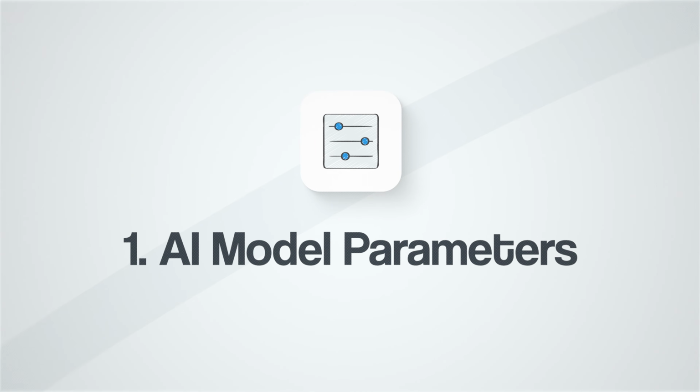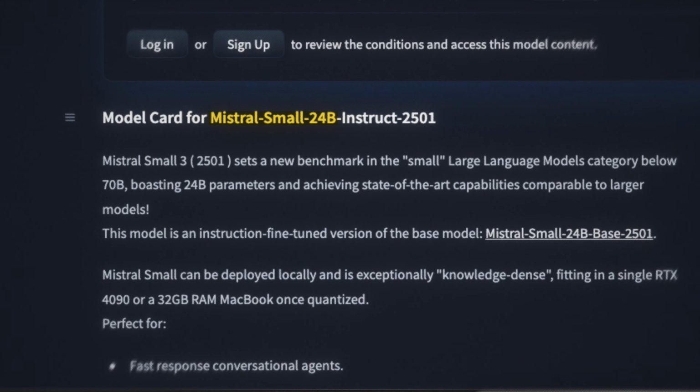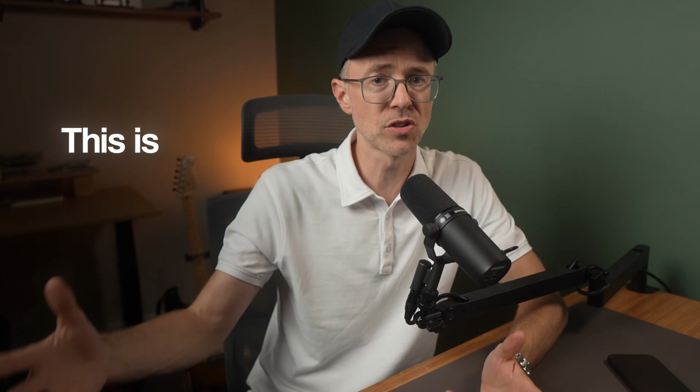Number one, we have AI model parameters. When you see models described as 2B, 7B, or 40B parameters, what does this actually mean? Well, parameters are the weights inside of a neural network. So a neural network starts with these random adjustable numbers called parameters, or weights as you may have heard it. And during training, the model is fed a lot of data, like images or text. It makes a prediction, checks how far off it is, and then adjusts its weights slightly to improve next time or reduce that error. This is called fine-tuning.